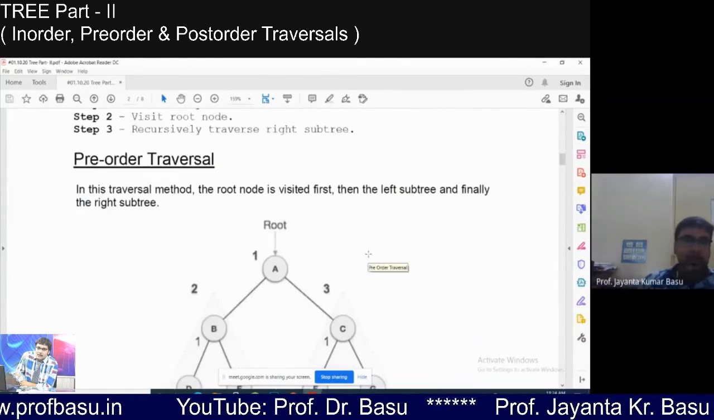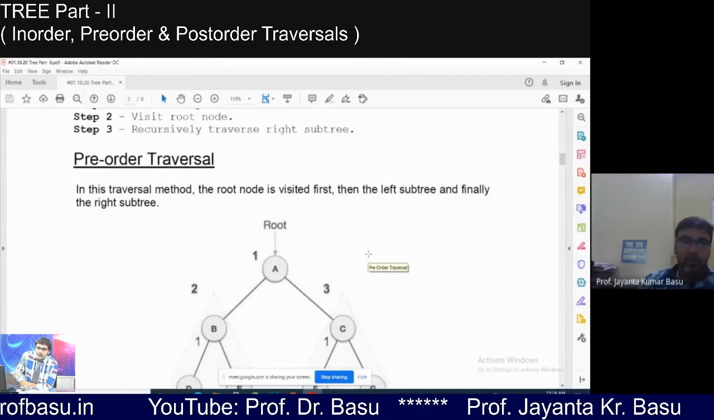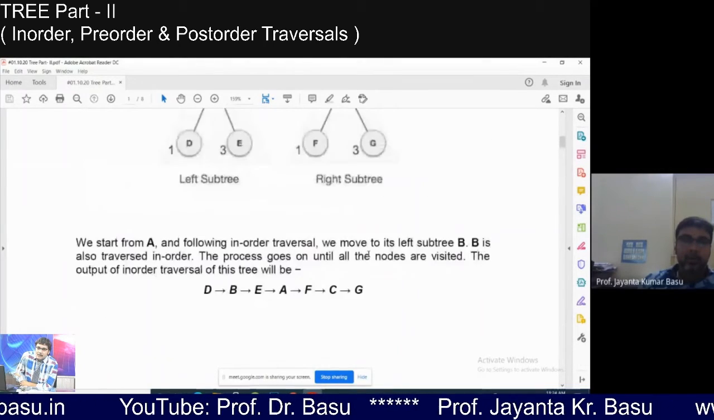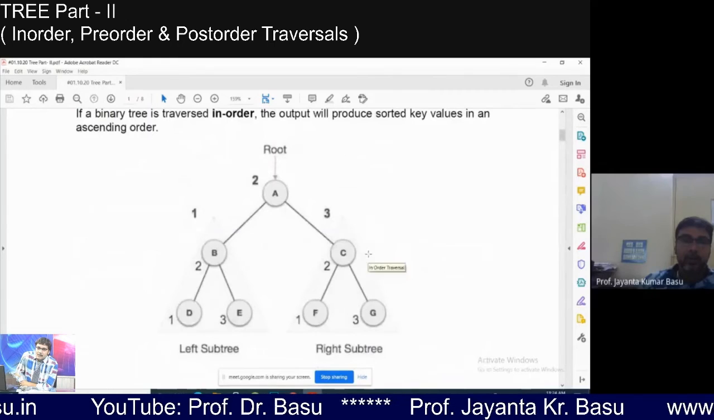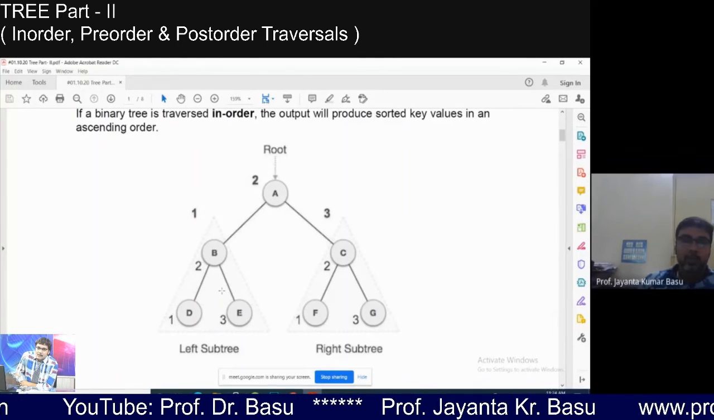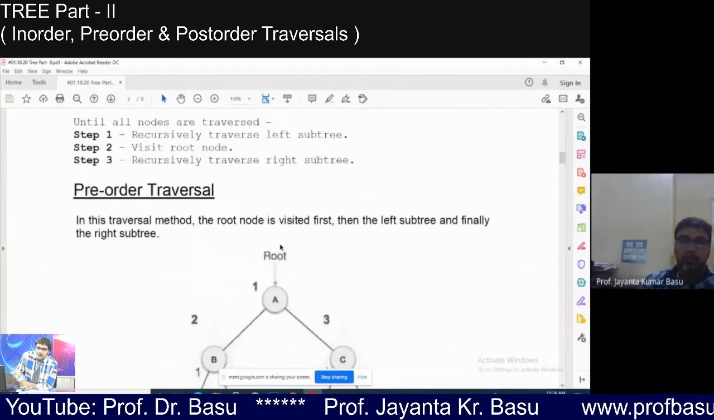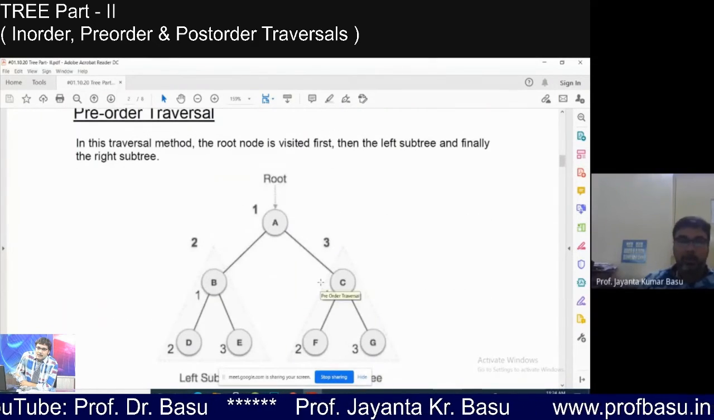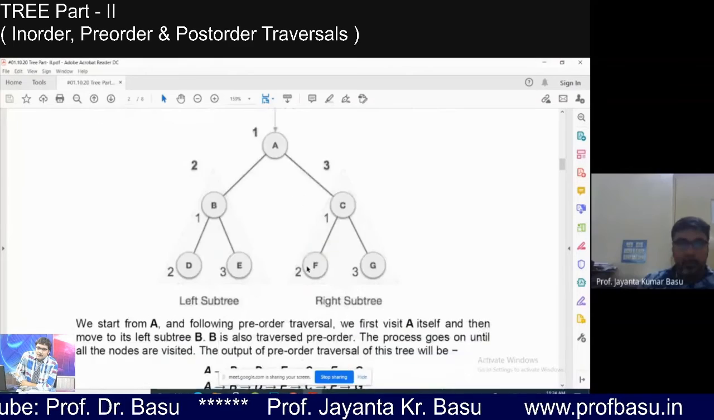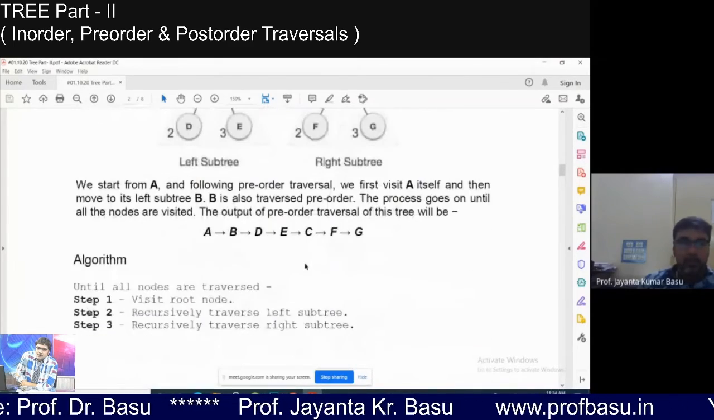Got it? Very easy. Yes, sir. So what is the difference between the in-order and pre-order? In in-order, first leftmost we have to consider, then root, then right. In pre-order, first we are considering the root, then left, then right. Okay. Got it? Very easy. Algorithm is just like that.